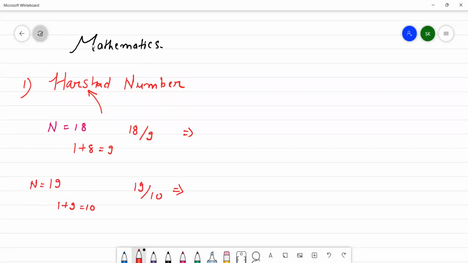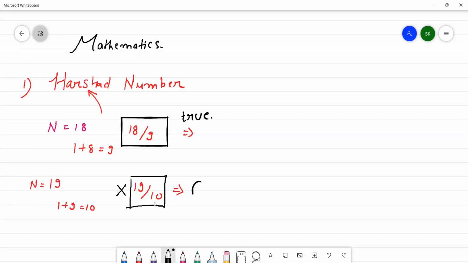Are you all able to follow this? That 19 is not completely divisible by 10. And hence this number is not a Harshad number. This is a Harshad number. So for this you need to return true. And for this you need to return false. Is the question clear to everyone?